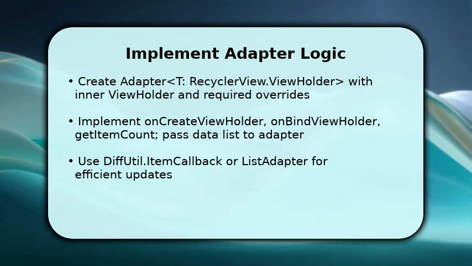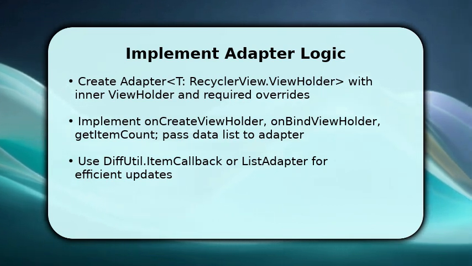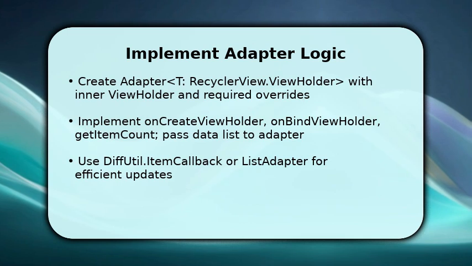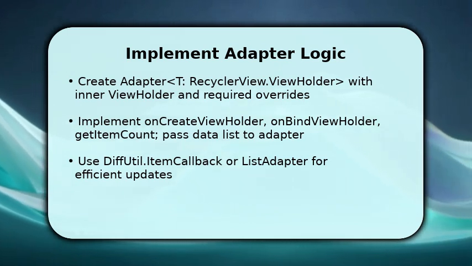For smooth updates, prefer ListAdapter with DiffUtil.ItemCallback so changes animate and compute diffs off the main thread. Once implemented, test with a static list to verify binding and view recycling.